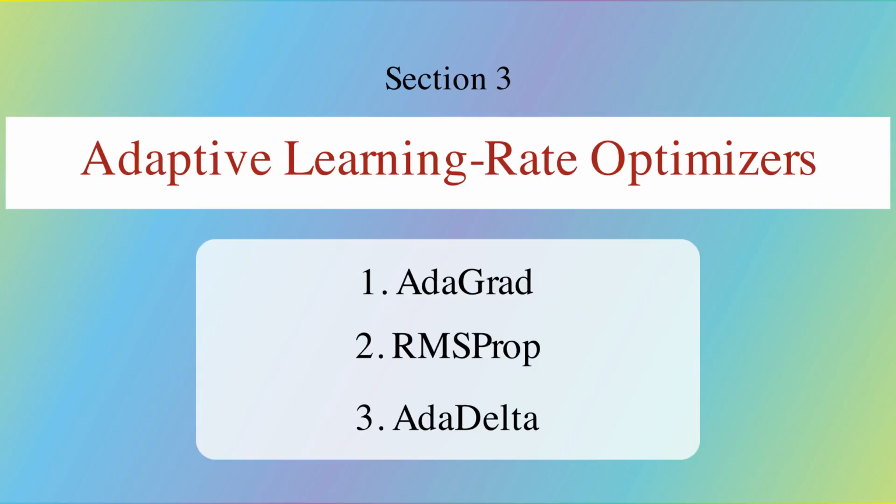Hi everyone. Now we move to section 3, the group of algorithms that use adaptive learning rates. In this section, we will cover 3 algorithms: AdaGrad, RMSProp, and AdaDelta.